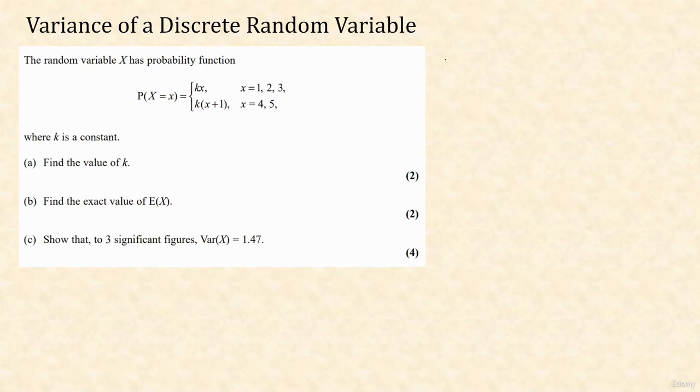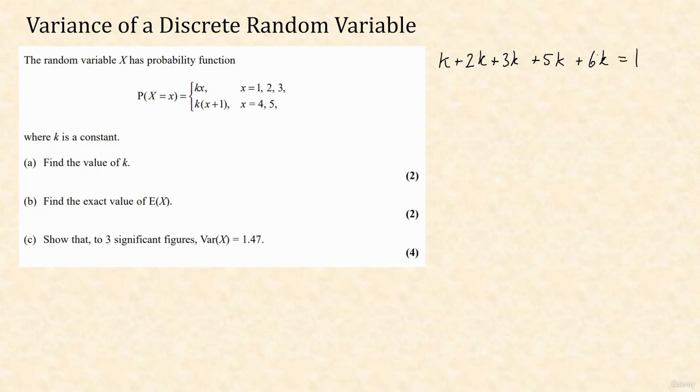So if we add all of these up, we have k times 1, which is k, plus k times 2, 2k, plus k times 3, and then for the 4 and 5, it's 4 plus 1 times k, so that's 5k. And then for 5, it's 5 plus 1 times k, so that's 6k. Add all of these up, and it has to equal 1.